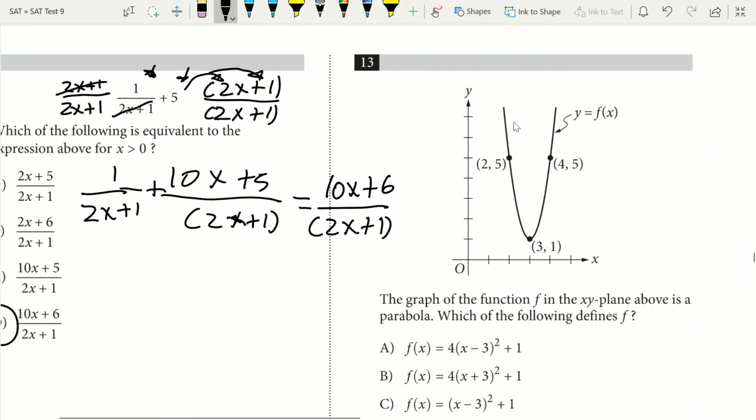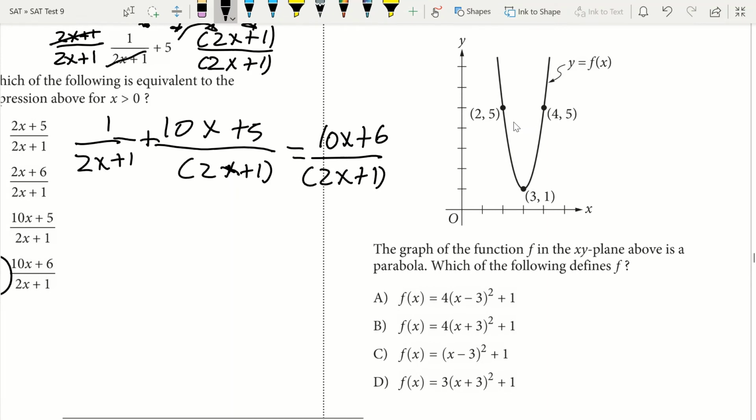All right, question 13. The graph of the function f in the xy plane above is a parabola. Which of the following defines f? Well, the first thing I'm going to check to get rid of answer choices is my lowest point on this parabola. I see it's at 1. Since that is at 1, I know that my y right here has to be plus 1, which it is in all of them. So in this case, it didn't help me eliminate anything, but it could in the future. So that's one thing to keep in mind.